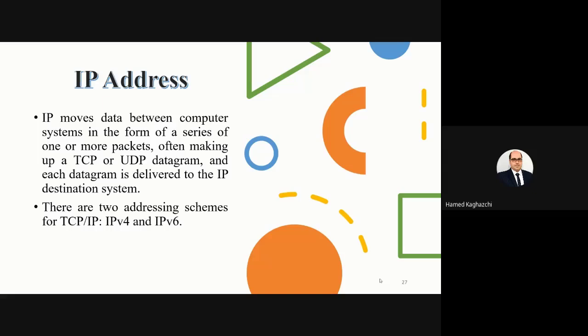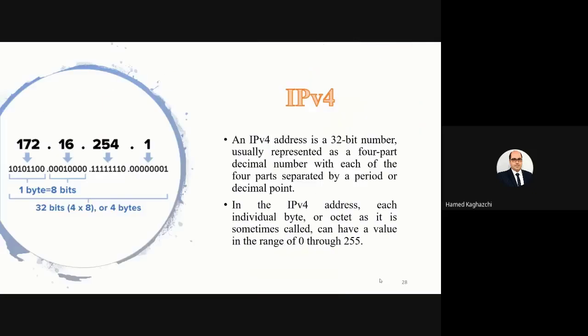Generally, we have two addressing schemes for TCP/IP: IP version 4 and IP version 6. In IP version 4, as you see here, we use a 32-bit number and represent it as a 4-part decimal number. Each part is represented by 8 bits, or 1 byte, which is called an octet.